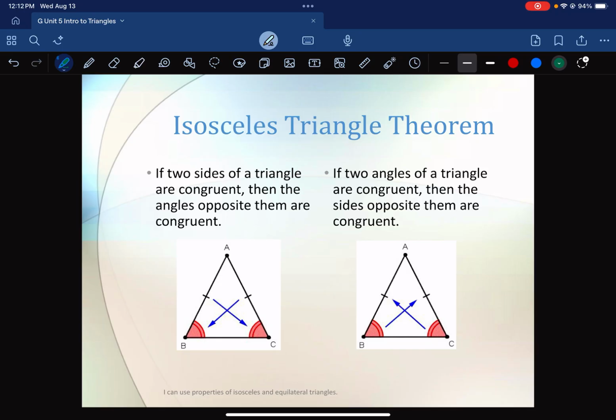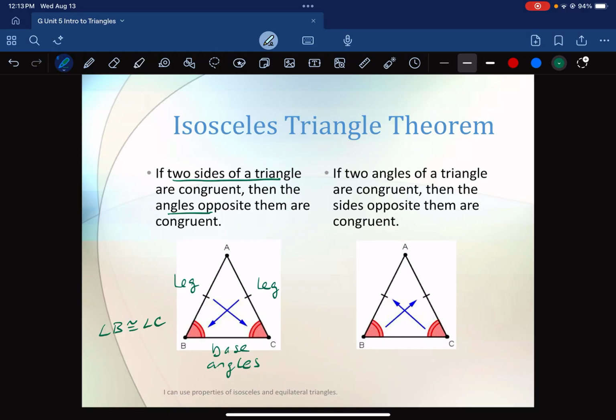So what does the isosceles triangle theorem say? Well, if we know two sides of the triangle are congruent, then the angles opposite them have got to be congruent as well. So here are our legs, right? If the legs are congruent, it is the base angles that are also congruent. So we could say angle B is congruent to angle C here. So if we know two sides are congruent, we can conclude the angles opposite them are congruent.